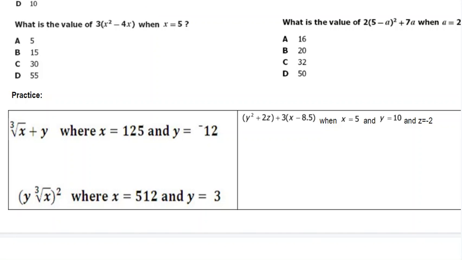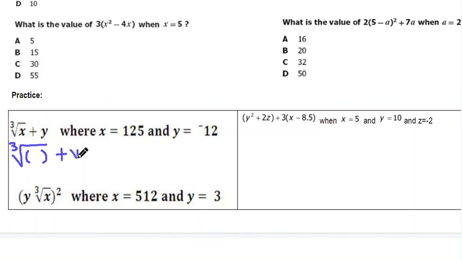All right, let's do one more together. Let's do this one down here, this top one on the practice, because I want to show you and remind you how to get to this cube root. All right, so let's rewrite it. So I see I have the cube root of x. So I'm going to write cube root, and instead of x, I'm going to put parentheses there. All right, and then it says plus y.